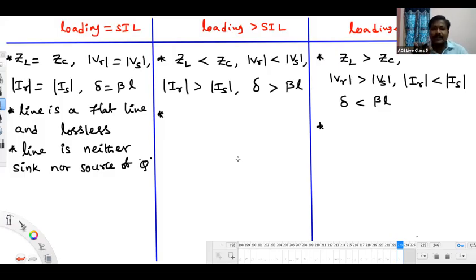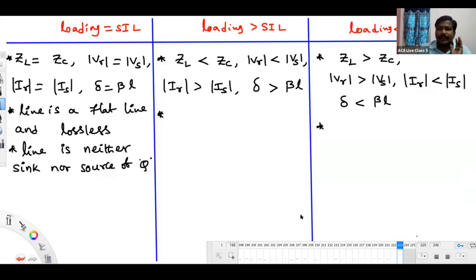The next term is very important to understand. Listen now, please. Loading more than SIL, mod VR is less compared to mod VS. Can we call this line a flat line? No, we can't call that line a flat line.